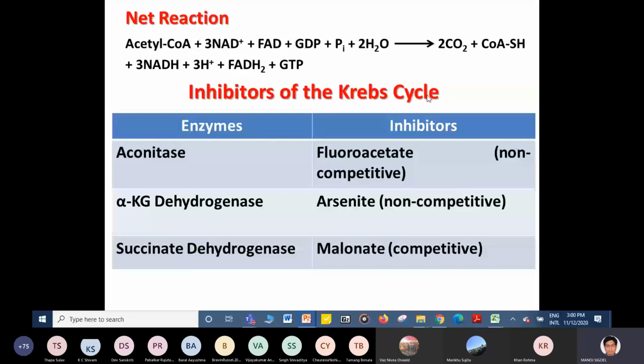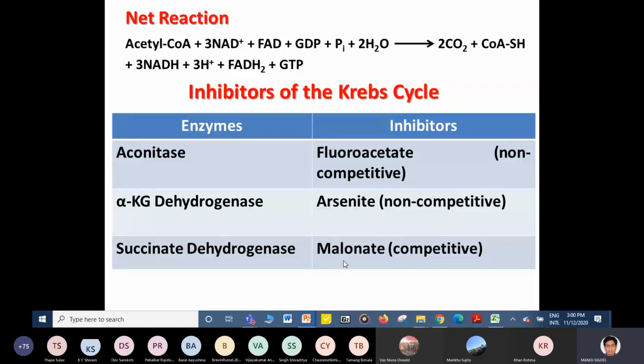Now about the inhibitors of the Krebs cycle, at least one inhibitor you have to know. The aconitase enzyme is inhibited by fluoroacetate. Alpha-ketoglutarate dehydrogenase is inhibited by arsenite. We have already studied this in arsenic poisoning. Arsenic also inhibits the pyruvate dehydrogenase complex, and the pyruvate dehydrogenase complex and alpha-ketoglutarate dehydrogenase complex are similar in nature. That means they function similarly.